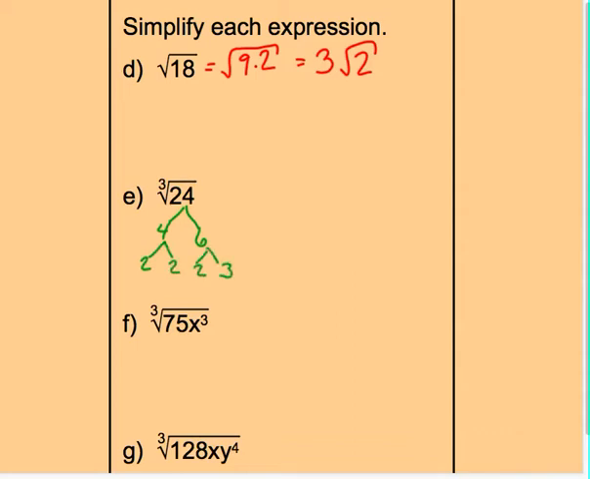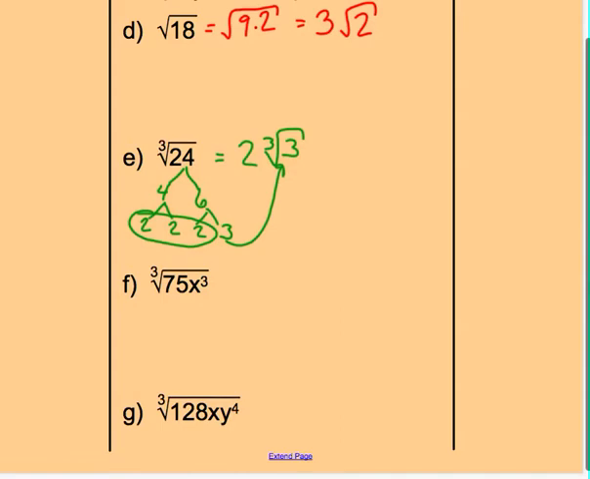Now because it's a cube root, you have to find a group of 3 in order to pull it out from under the radical. So we have 2 cubed as a factor of 24, cancels with the cube root, and then that 3 is left over under the radical. Make sure that you still have that cube root there. I have a lot of students that drop the index on the radical, because you're so familiar with square roots.